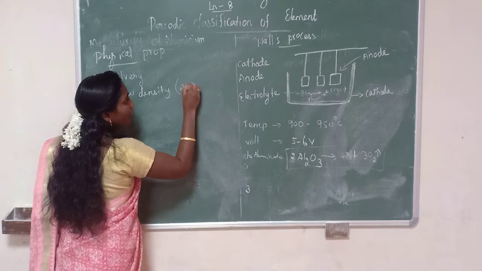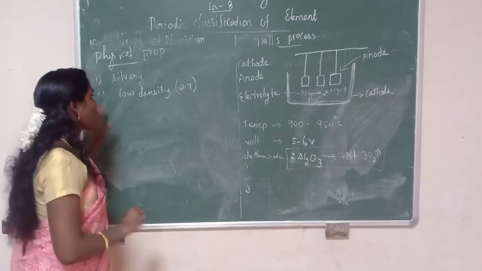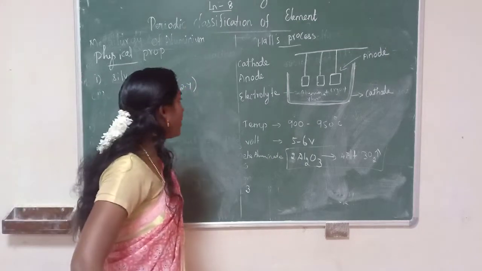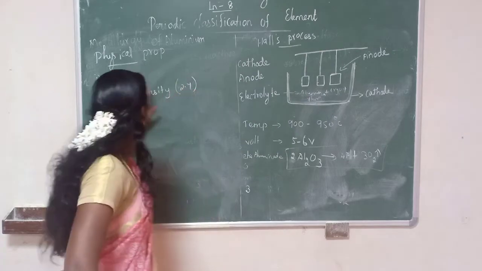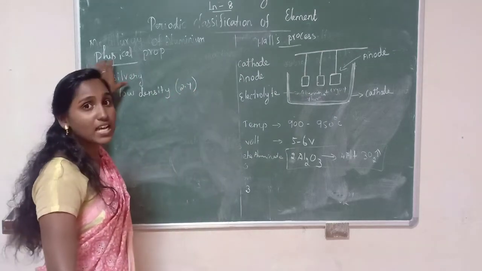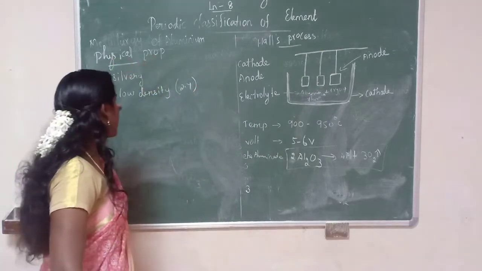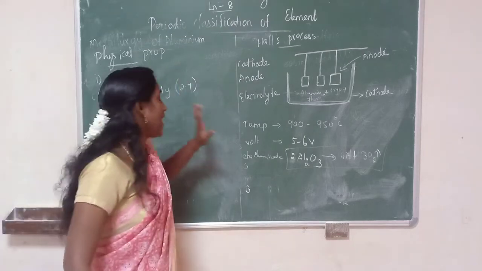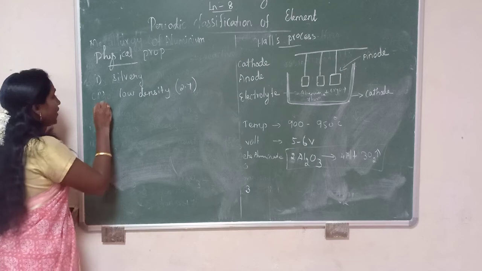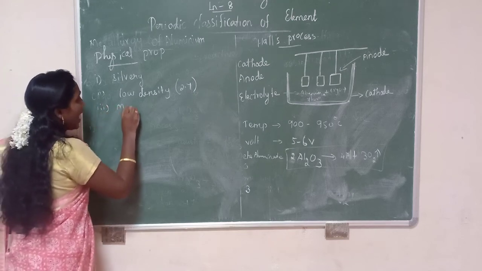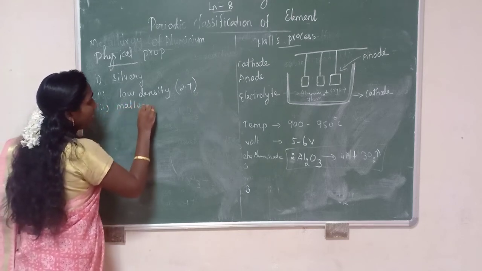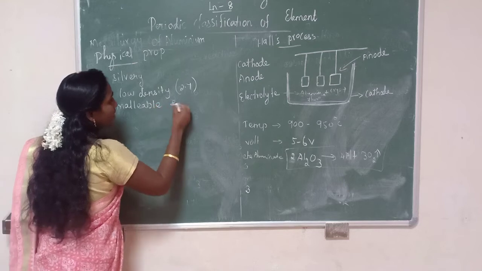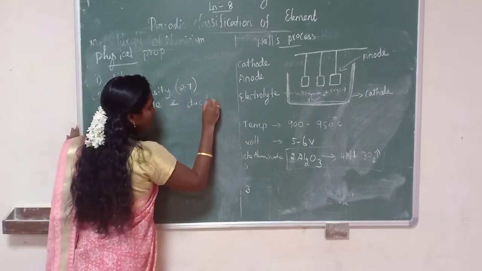Aluminium has a density of 2.7. This is one more question: what is the density of aluminium? 2.7. So first point, aluminium is a silvery white metal. Second point, it has low density and it is a light metal. Then third point, it is malleable and ductile.